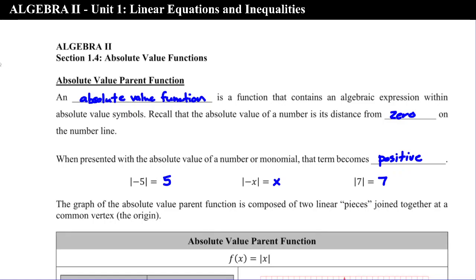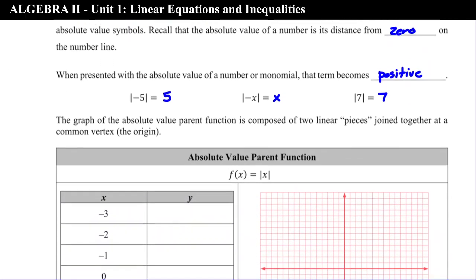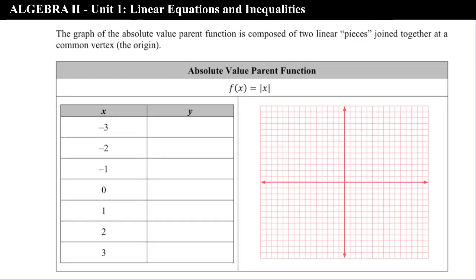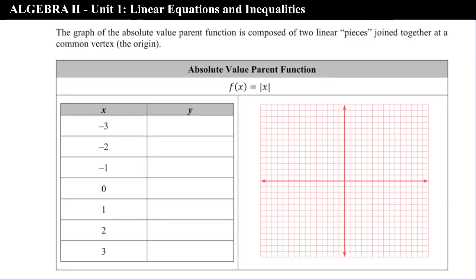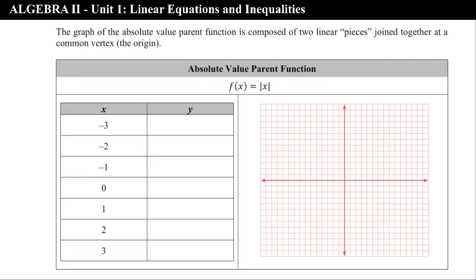Now let's talk about the parent function for an absolute value. The graph of an absolute value parent function is composed of two linear pieces joined together at a common vertex, and in the case of a parent function, it would be the origin. Let's take first this table. If we put -3 in for x and take the absolute value of x, then our y, or f of x, would be 3.